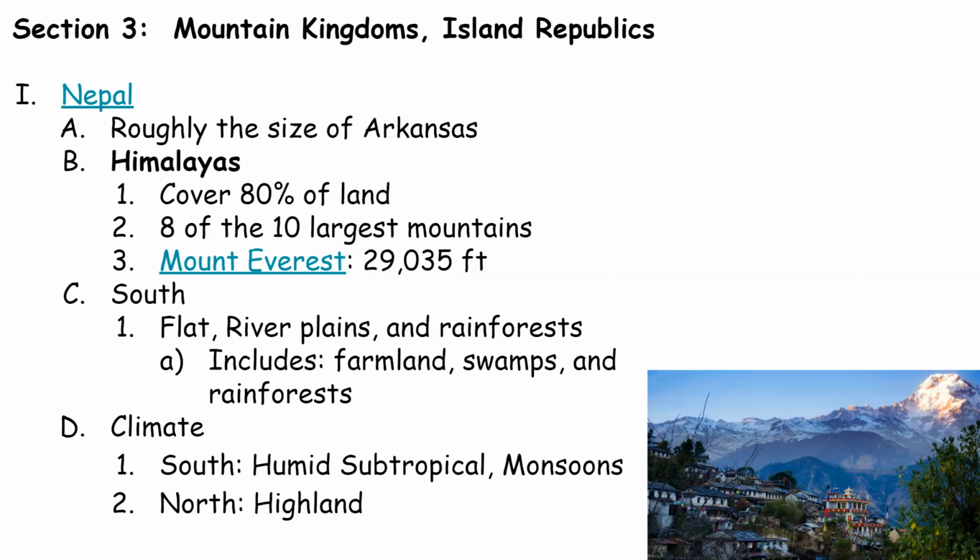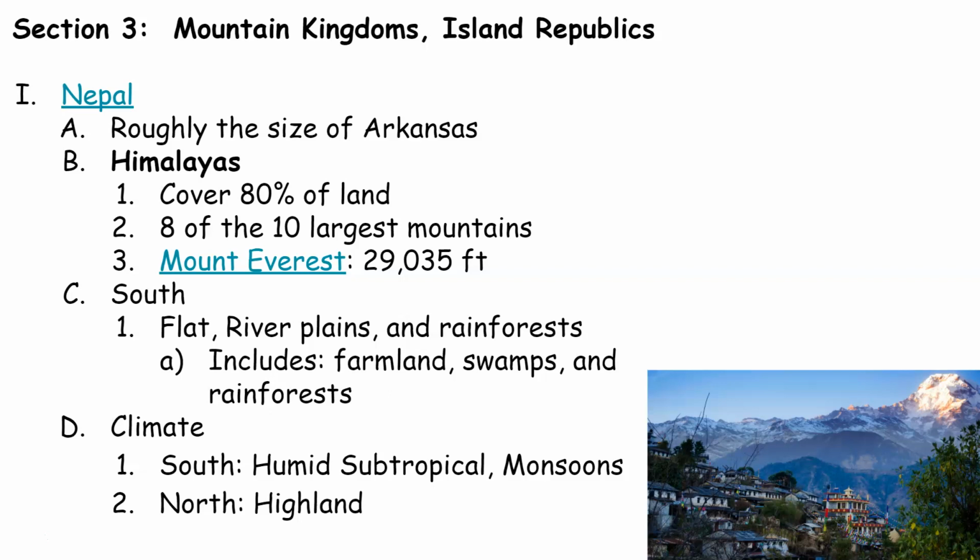And they tend to dominate the more northern part of the country. The southern part of Nepal is actually quite different. It tends to be a little bit more flat and a little bit more river plains. And you'll also even see rainforests, which is much more like what you'd find in other Southern Asian countries. And so you'll see farmland here, you'll see swamps, you'll again also see rainforests.